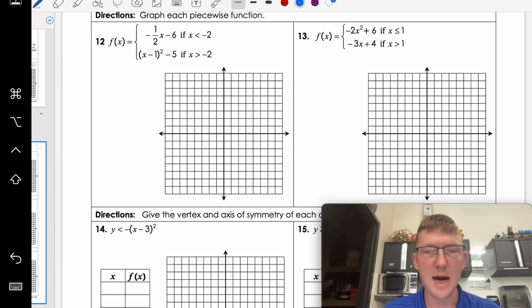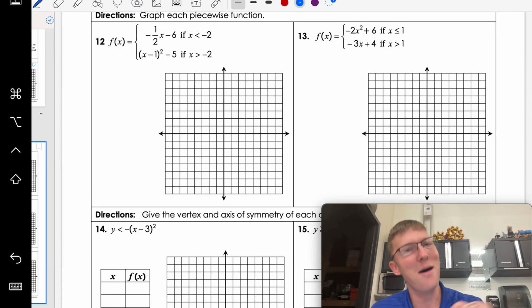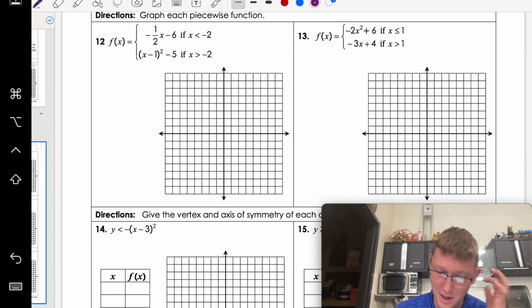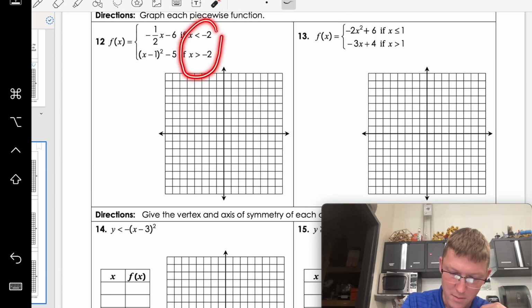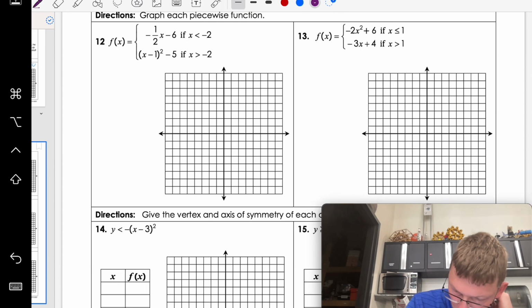Since the process is kind of the same, I'm going to more or less skip some of the examples, but hey, there's a piecewise function here. Let's do that, because everybody loves piecewise functions. So we're looking at number 12. Step 1 with any piecewise function for me is I'm going to look at my boundary line, and in this case, it looks like it's going to be at x equals -2. So I'm going to draw a dotted line at x equals -2.